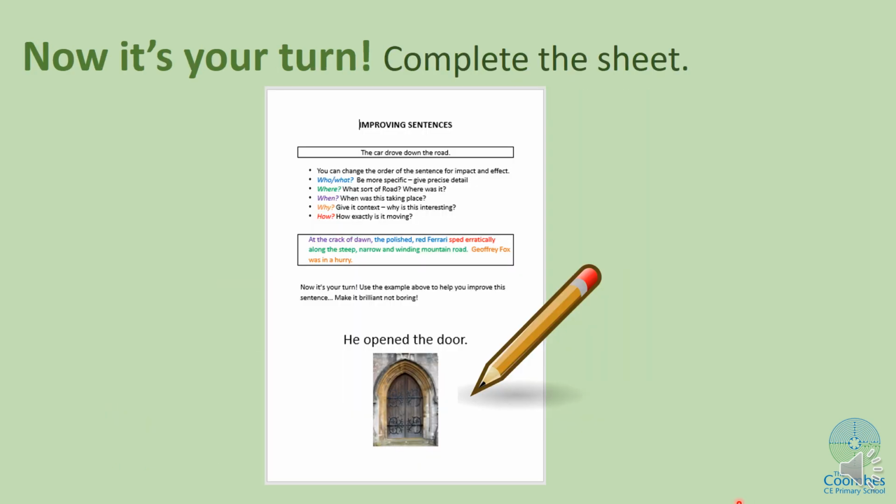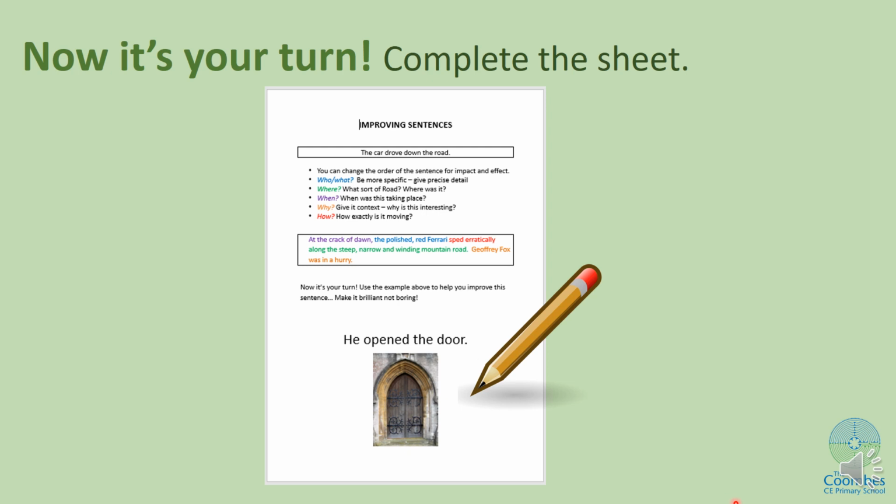Now it's your turn. I'd like you to have a look at this sheet, and on this sheet there is an example of how a very boring simple sentence, "the car drove down the road," has been improved and extended to make a much more effective and interesting sentence. The new sentence after its improvement sounds like this. At the crack of dawn, the polished red Ferrari sped erratically along the steep, narrow and winding mountain road. Geoffrey Fox was in a hurry.